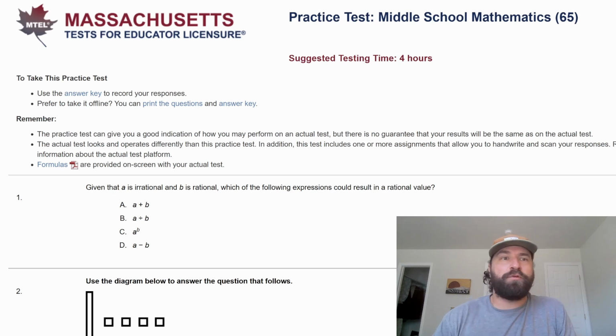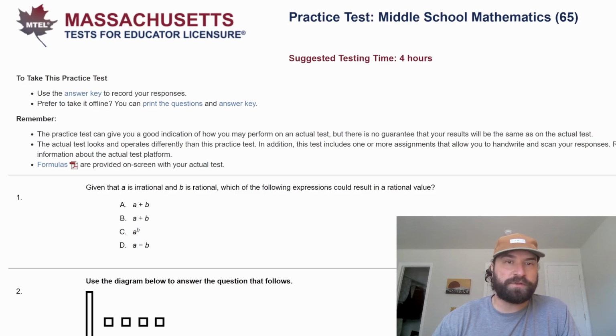All right, y'all. I want to run through the MTEL, which is the Massachusetts Test for Educator Licensure. The nationwide test for licensure is called the Praxis. You might be taking that if you're trying to become a teacher. But this is specific to Massachusetts, but has very similar questions to what you might see in the Praxis.